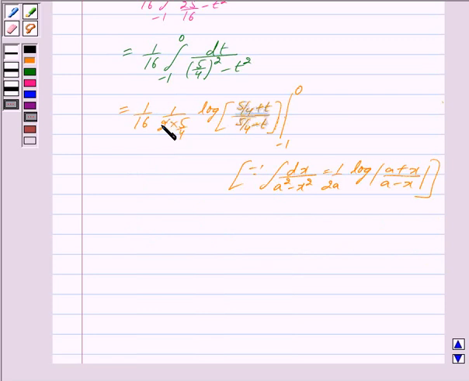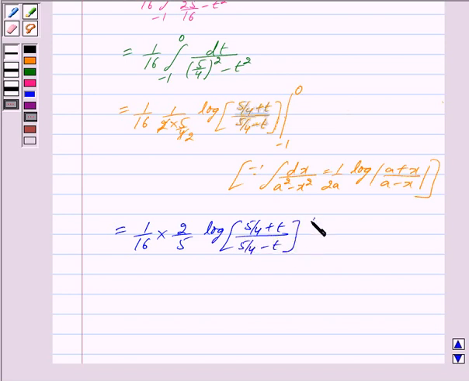Cancelling the common factor 2, we get here 2. So further, this is equal to 1 by 16 into, we can write 1 upon 5 by 2 as 2 by 5, into log of (5 by 4 plus t) upon (5 by 4 minus t). Limit is from minus 1 to 0. Again, we cancel the common factor 2 from numerator and denominator. We get here 8. So this is equal to, now 1 upon 8 into 5 is 1 by 40 into log.